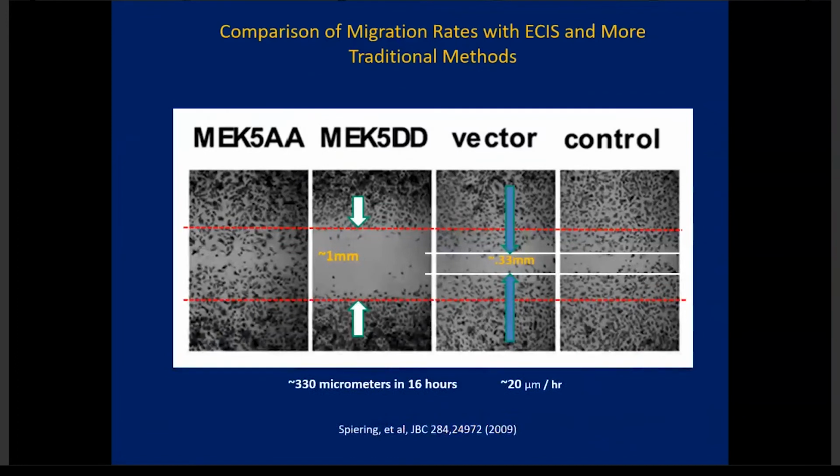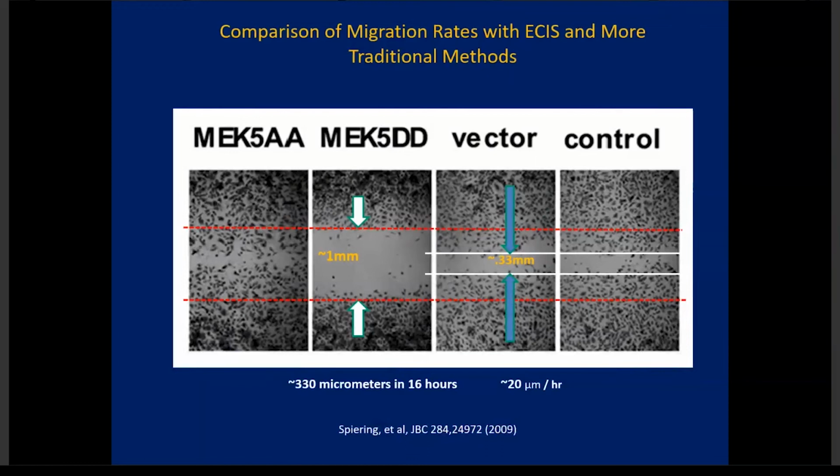Here's some data in the literature where ECIS has been compared with more traditional methods, the scrape method. I'm not going to go through the details of this experiment. The important thing to see is that in this scrape wound assay, an open area that's approximately 1 millimeter in width has been scraped through a confluent cell layer.